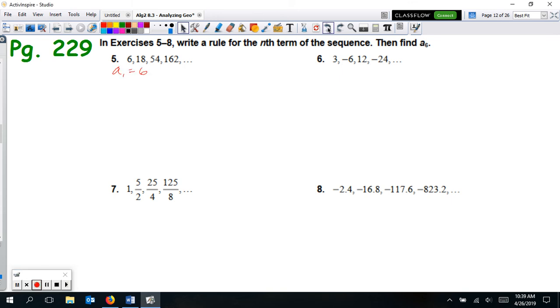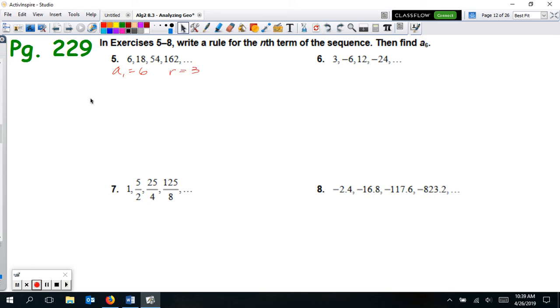So our first term on this one is just obviously 6. What's the common ratio? What are we multiplying by every time? So 6 times what is 18? That would obviously be 3. And then 18 times 3 is 54. So 3 is our common ratio.